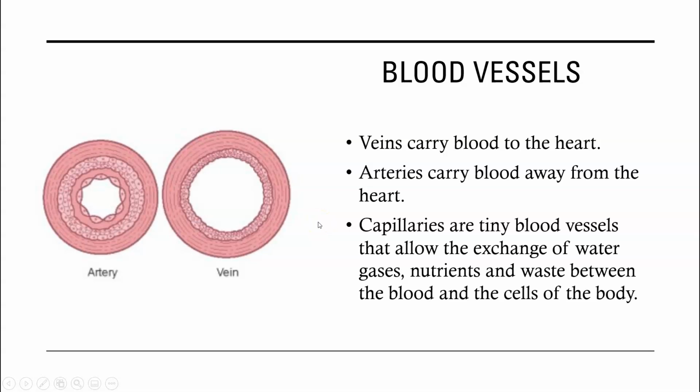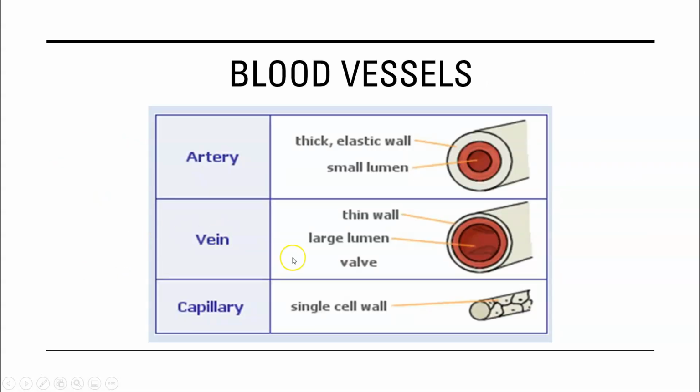So again, just pause the video there, get down those 3 points. Then to the left, we have a quick drawing of the difference between the two. You can see the vein there is quite big and thin, whereas the artery is quite thick. So then we have our blood vessels. If you could just take down a little sketch of these, your artery has a thick elastic wall. The vein then has a thin wall. We have our valves.